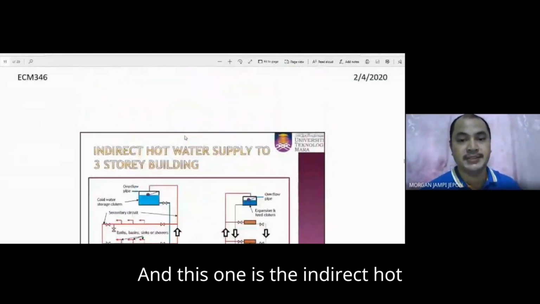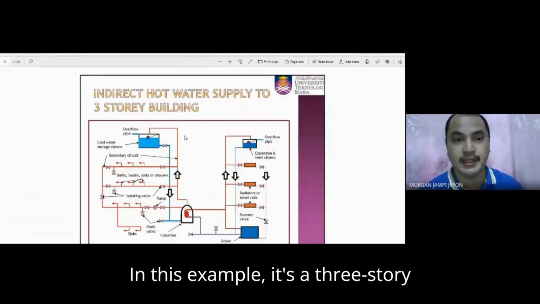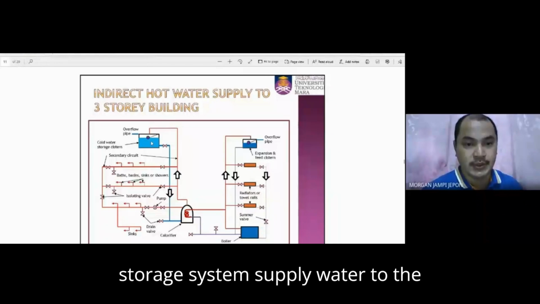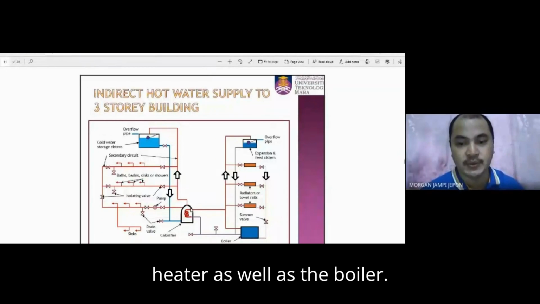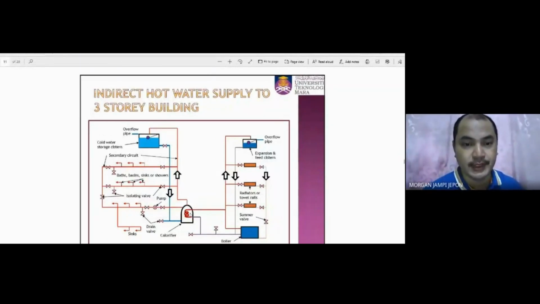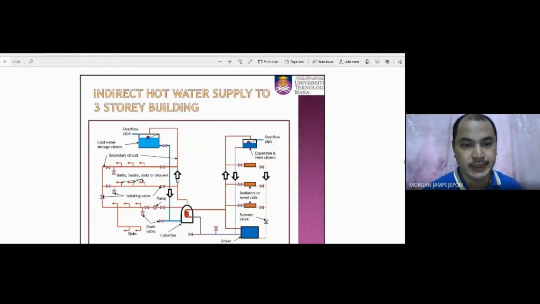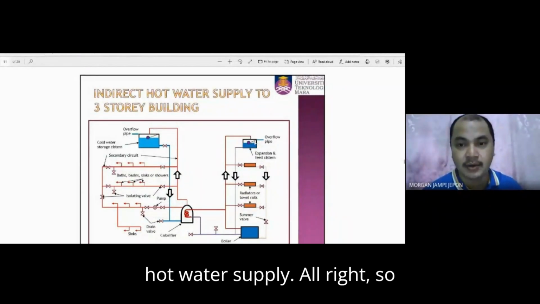And this one is the indirect hot water supply to a multi-story building. In this example, it's a 3-story building. The cold water storage system supplies water to the heater as well as the boiler. And then the hot water supply goes to the kitchen, toilet, and bathroom. Part of that also goes for the indirect hot water supply.